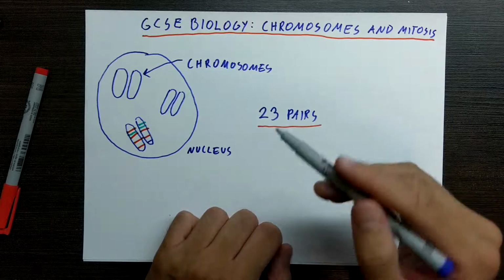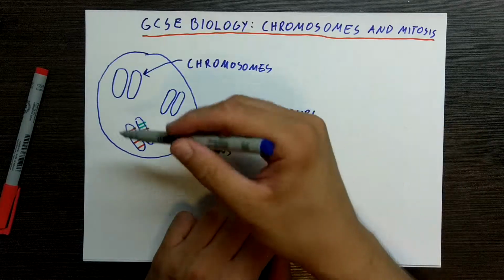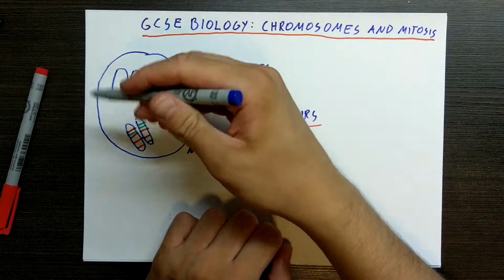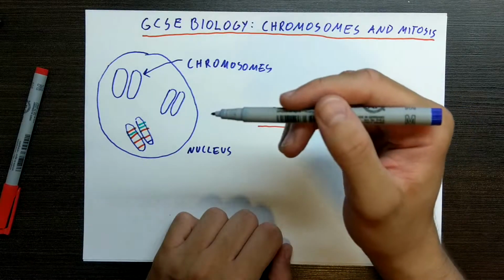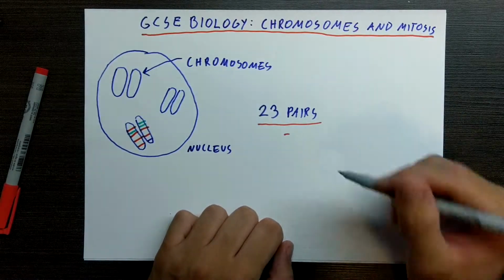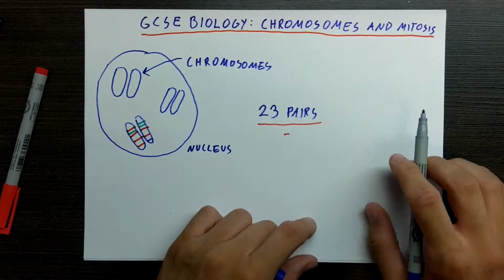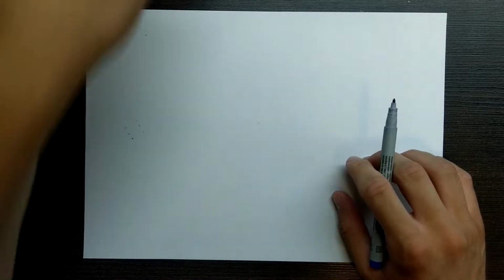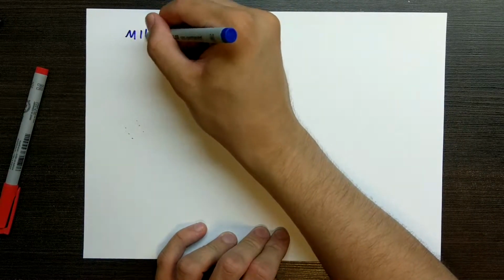Okay, so knowing that we have 23 pairs of chromosomes, with one member of each of those pairs coming from a mother and the other one from a father, that's how they put each other together. Now we can start talking about how cells divide. So cells divide via a process called mitosis. So let me write it down for you. Mitosis.